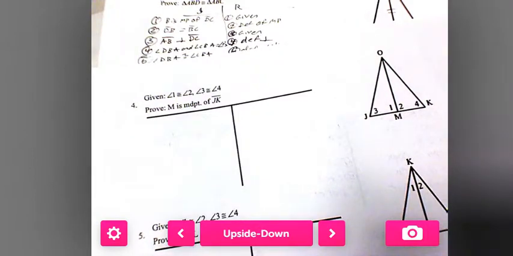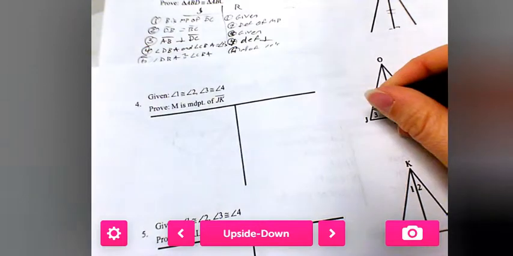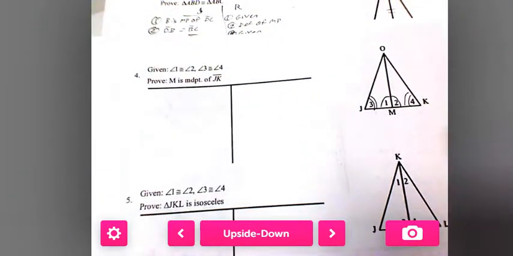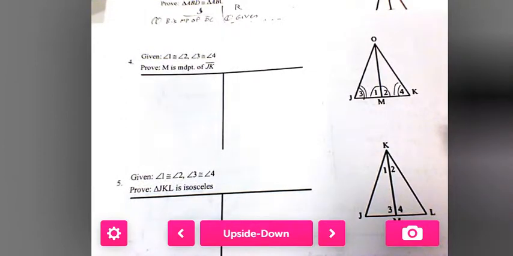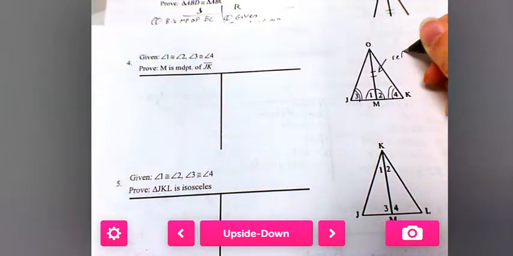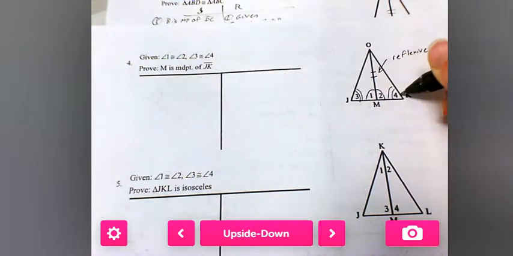Angle 1 is congruent to angle 2. Angle 3 is congruent to angle 4. That's all my givens. What else is true about this picture? Good. That's reflexive. And then are these triangles congruent? Yes. By what? Angle on both sides. Good.